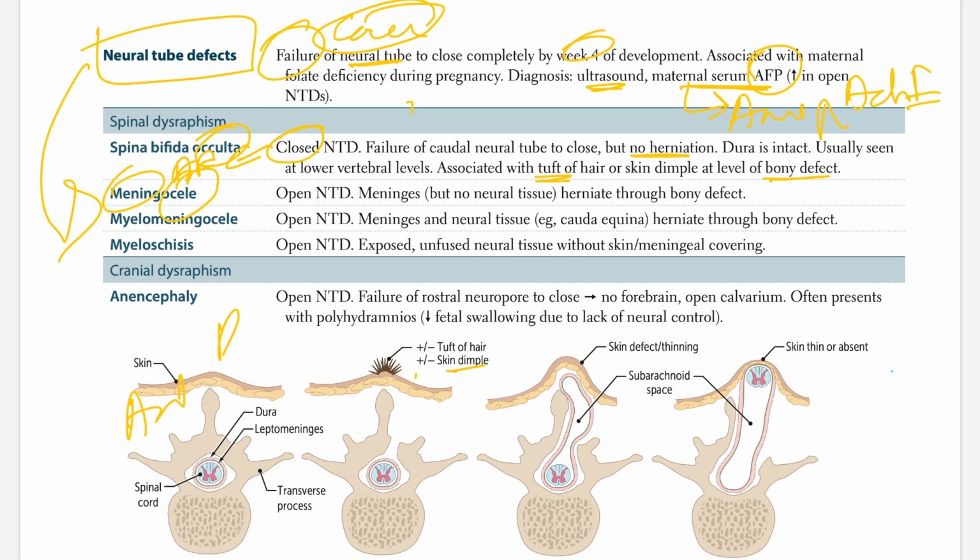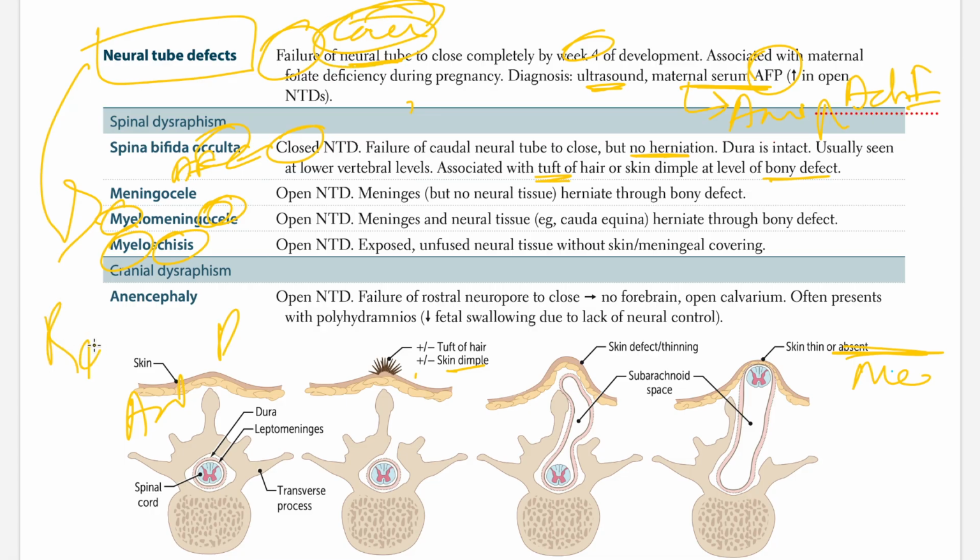Meningocele: meninges are out. Myelomeningocele: neuronal tissue and meninges are out. Myeloschisis: neural tissue is out without any covering on top of it. And that is all we have for the caudal ones.